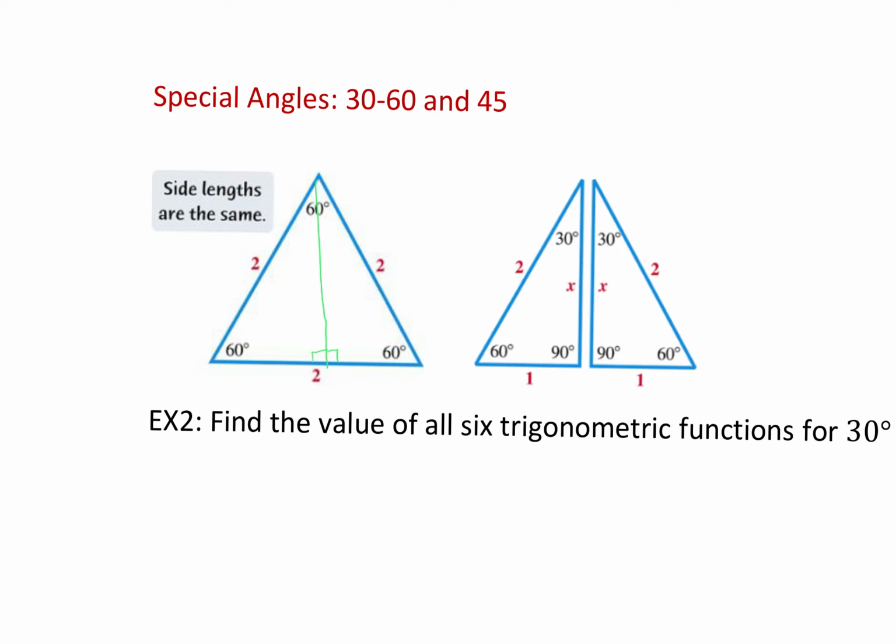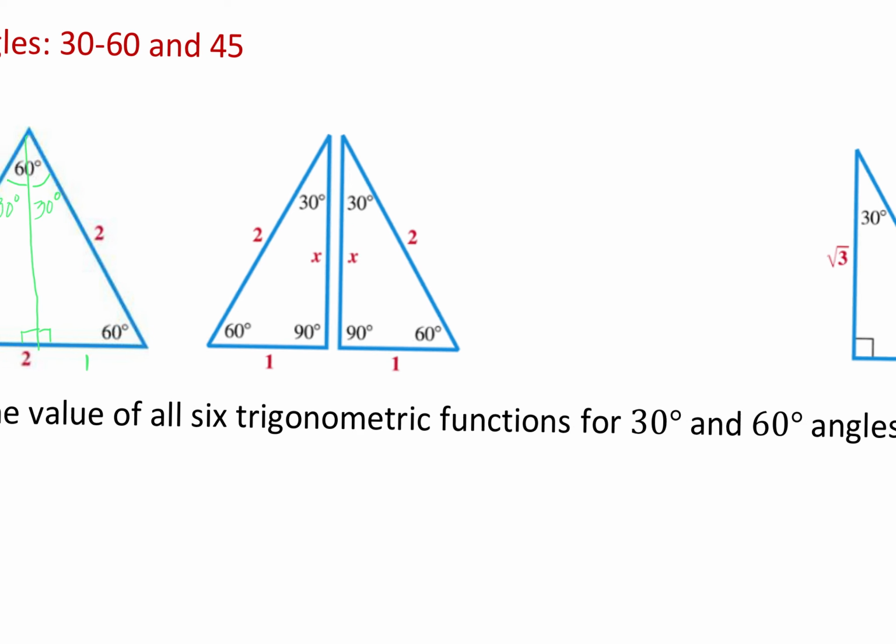two right triangles. Since I cut the top angle in half, the 60 goes to 30 and 30. And since I've cut the base in half, the length of each side of these two triangles is 1 and 1 since the total length was 2. And that brings me to my next diagram here.